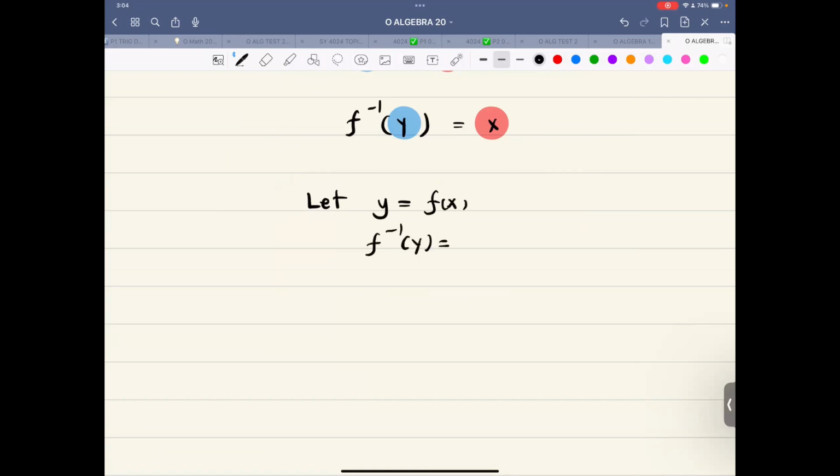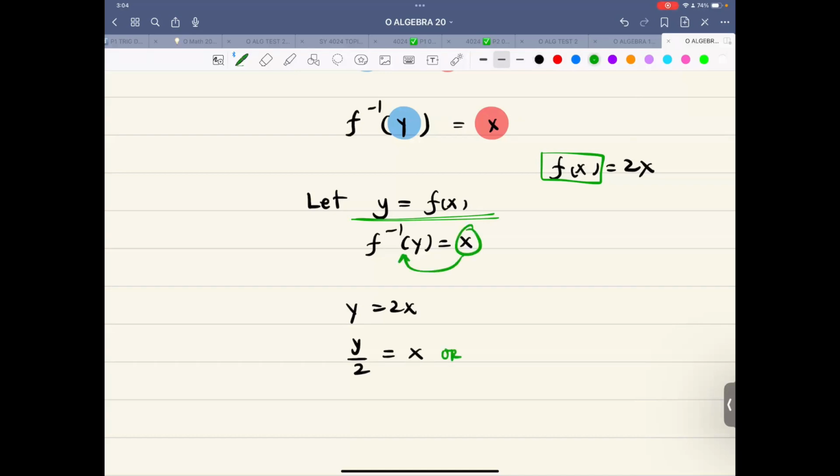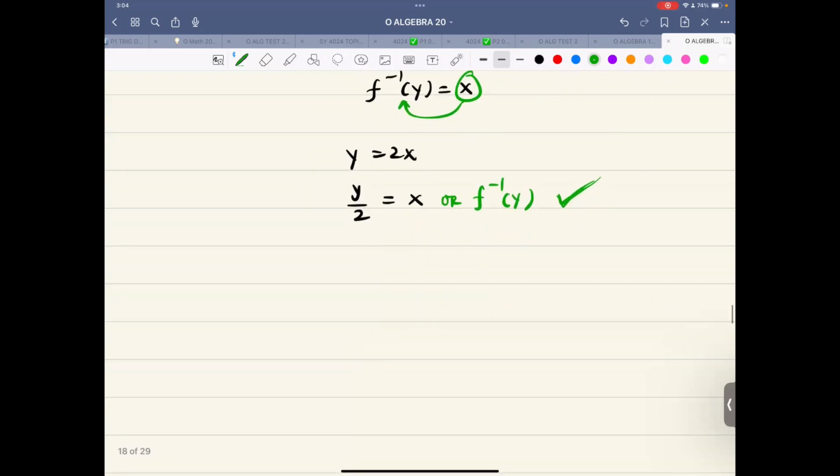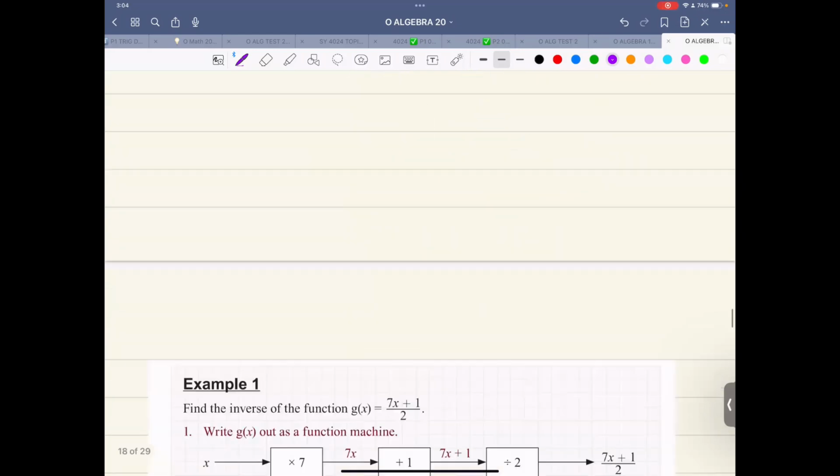f inverse of y is equal to x. Remember, f(x) is equal to 2x. So you will write y equals 2x. You will replace this f(x) with y. So y equals 2x. Make x the subject: y over 2 is equal to x. But what is x equal to? x equals f inverse of y. So the expression is done. It's just that it's written in terms of y. Let's write it in terms of x. Therefore, f inverse of x is x over 2. That's how it's to be done.